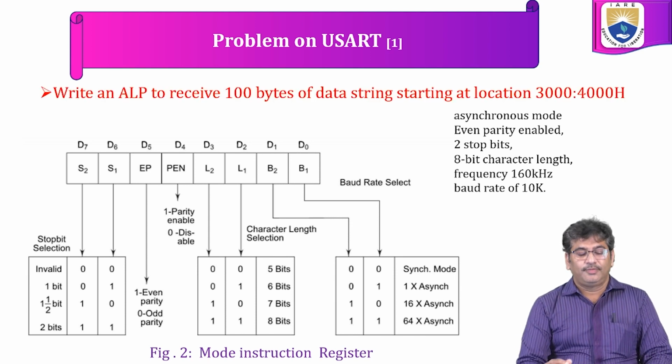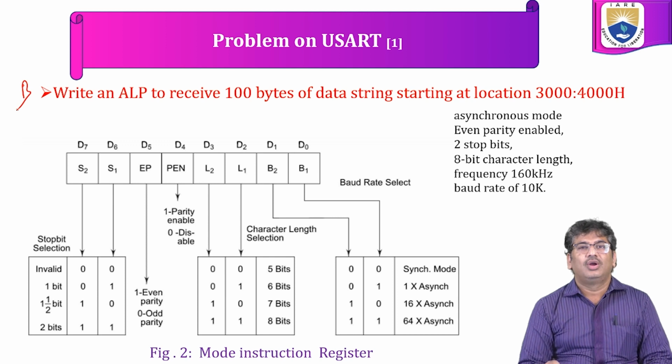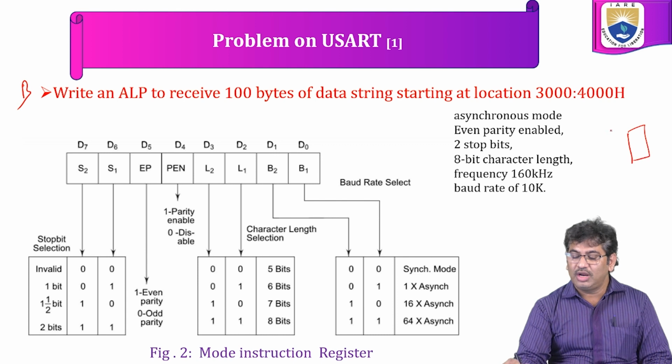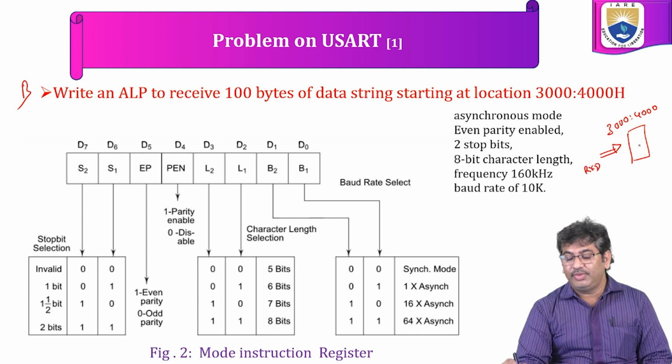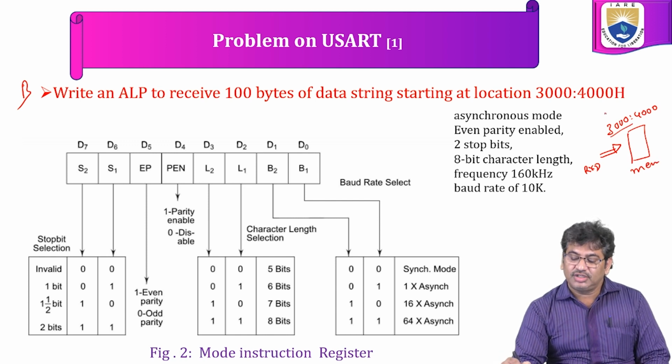The second problem is to write an ALP to receive 100 bytes of data starting from the location 3000:4000. After receiving the data, we want to load it at the address 3000:4000. So whatever data you are receiving on the RxD line will be stored in these memory locations. The 3000H is a data segment, so this will be loaded into the data segment register. 4000 we will point with the source index register SI.